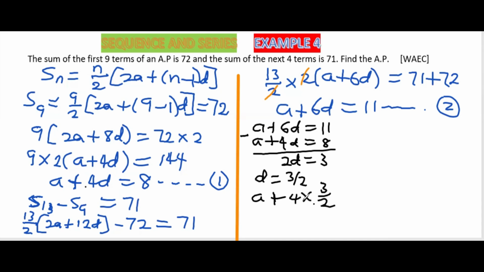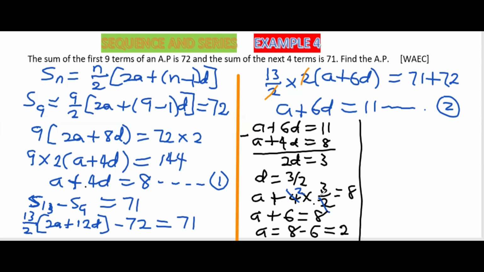So from there, I can see that 2 here 1, 2 in 4, that is 2. Okay, the equation is a plus 4d equals to 8. So since we have simplified, this is now a plus 2 times 3, 6, equals to 8. So we eventually have a equals to 8 minus 6, which is 2. So we have got the value of a, first term, to be 2, and the common difference to be 3 over 2. What are we asked to find?